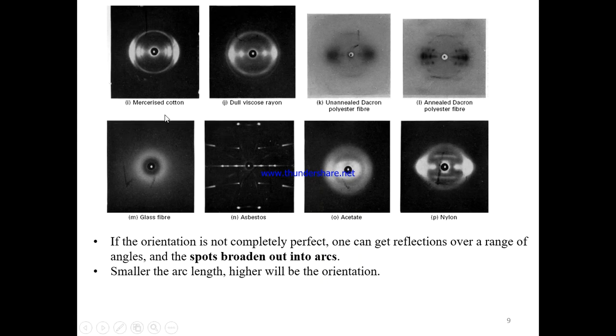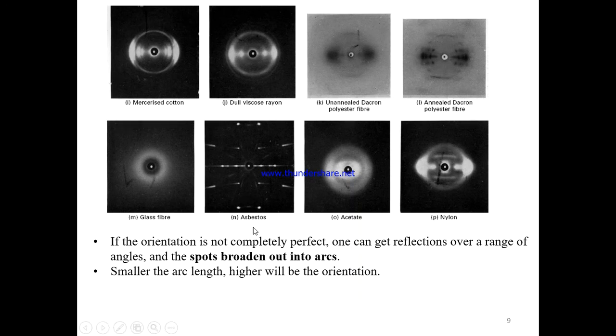Now in the case of mercerized cotton, you can see smaller arcs are there. Another point I need to mention here: the smaller the arc length, the higher the molecular orientation, inversely proportional. That I forgot to mention, because if the arc length is smaller, the angle theta or azimuthal angle psi will be smaller. So the smaller the angle, the higher the molecular orientation. That's why if the arc length is small, then the molecular orientation will be high.